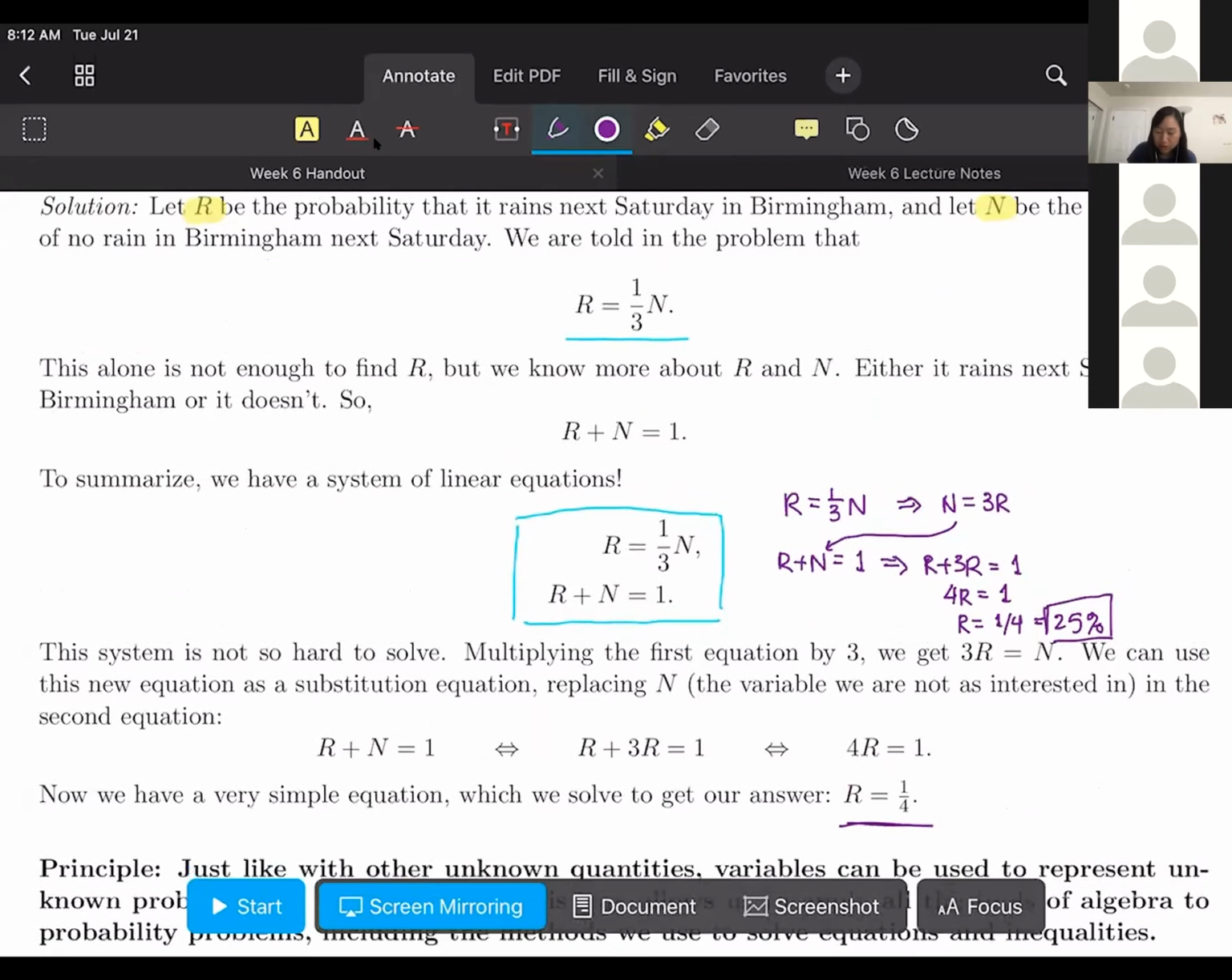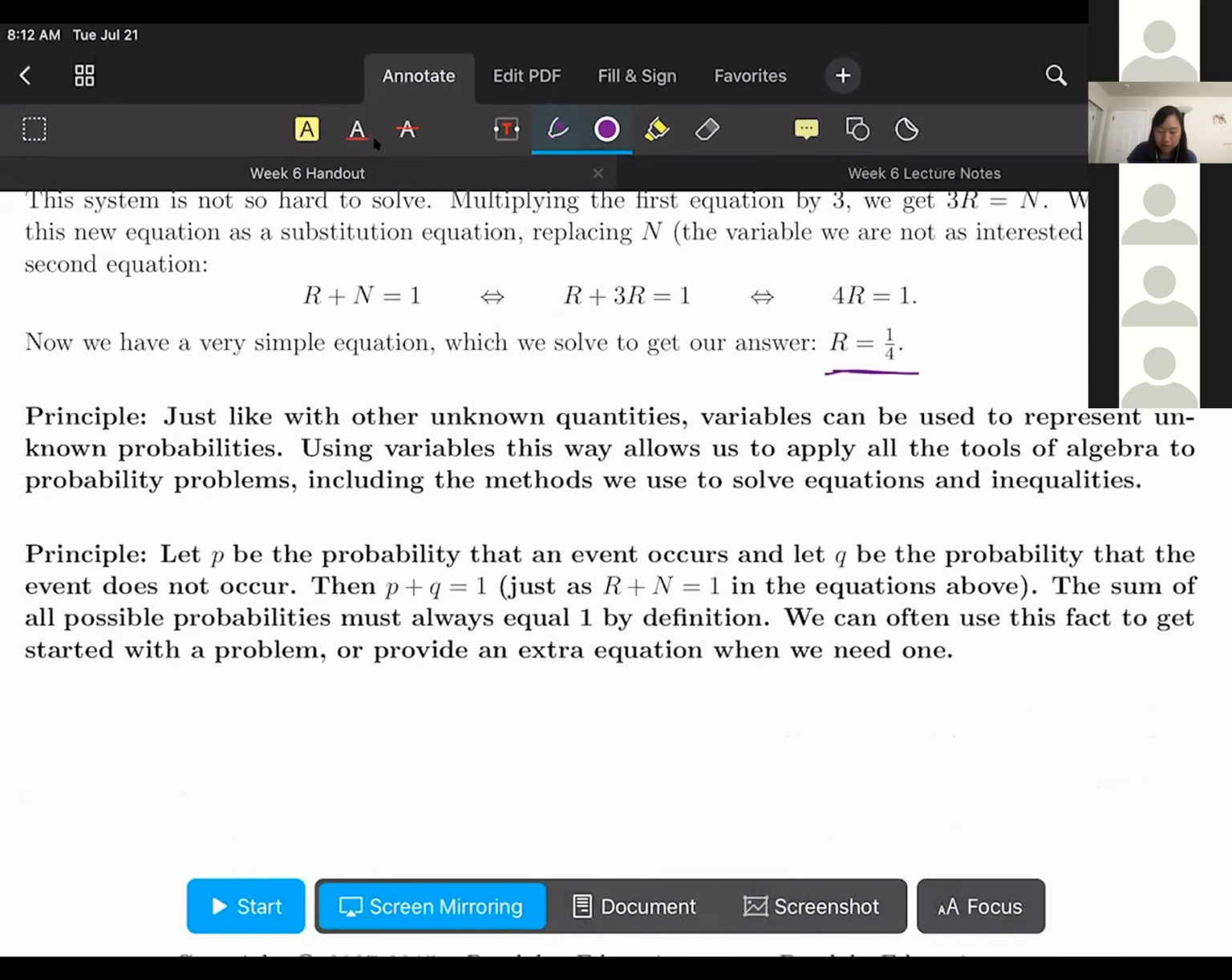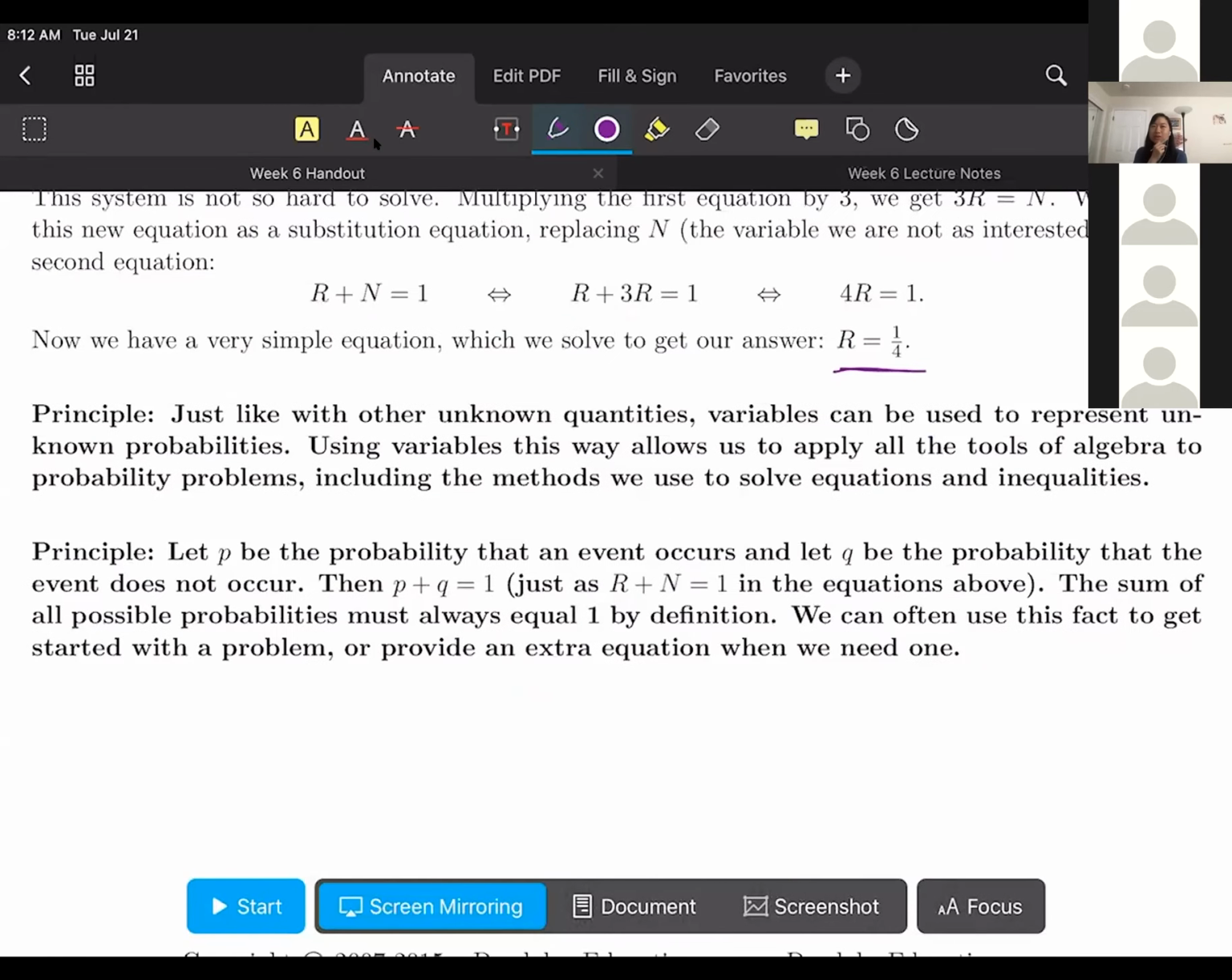Cool. So the notes actually summarize a couple of really useful principles here. These are the ones at the bottom. I want to spend some time going over this before we move on to more practice problems. Just like with any other unknown quantity, you can use variables to represent probabilities. And if we use variables this way, then we can apply all the tools we know about algebra to probability problems, including all the methods that you already know to solve equations or systems of equations or inequalities.